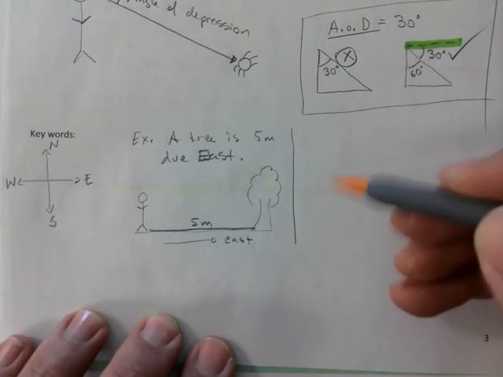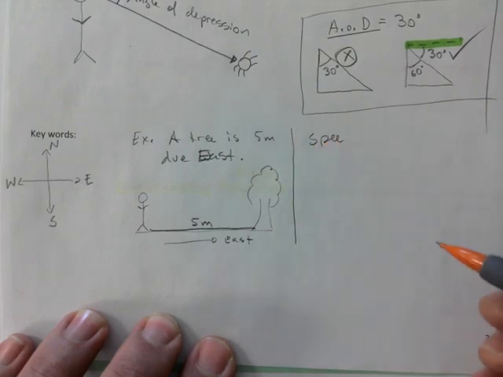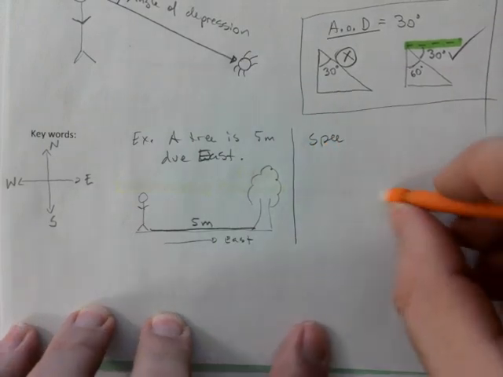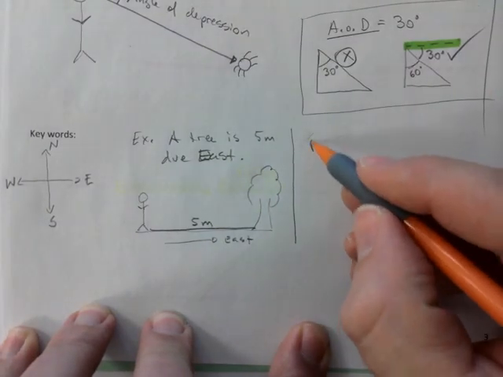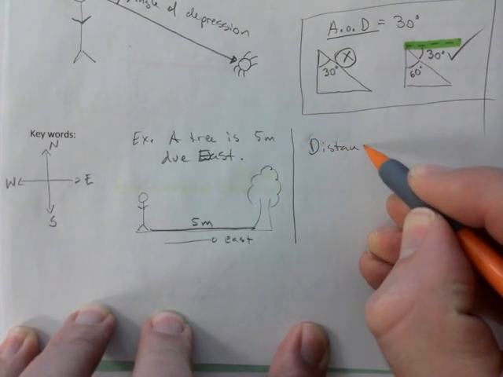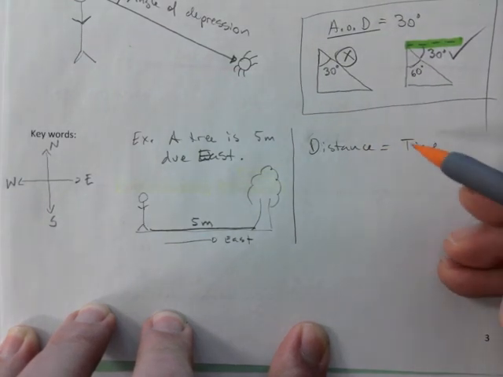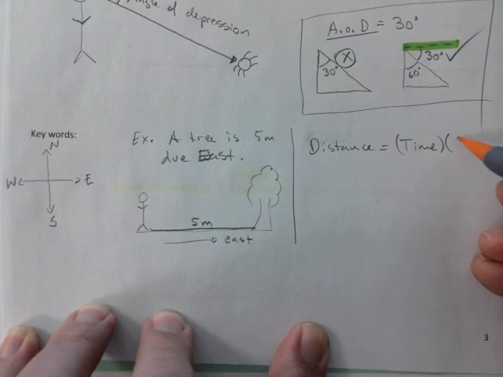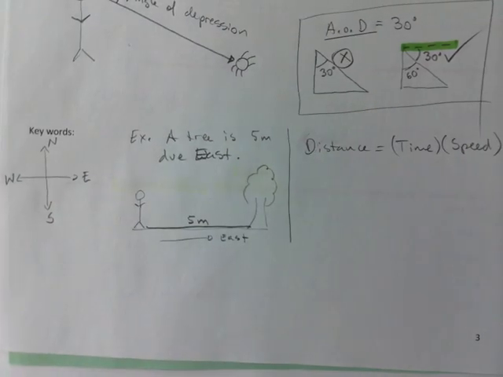Another concept here, speed. No, I will do this. Watch, this is much better. Distance is time multiplied by speed. Can you write that down? That is probably worth adding to your study sheet.